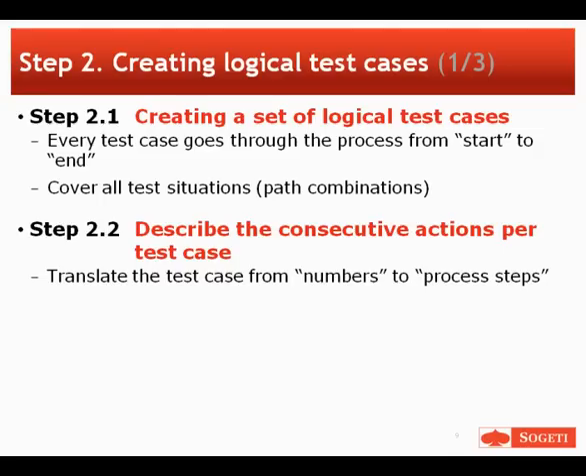Step 2 is to create logical test cases. The logical test cases have to cover all of the identified test situations. The first step is to combine the test situations in such a way that every logical test case goes through the procedure from start to end. This results in sequences of numbers. The second step is to convert these numbers into a description of the consecutive actions per test case. The next slide shows the logical test cases in terms of numbers.